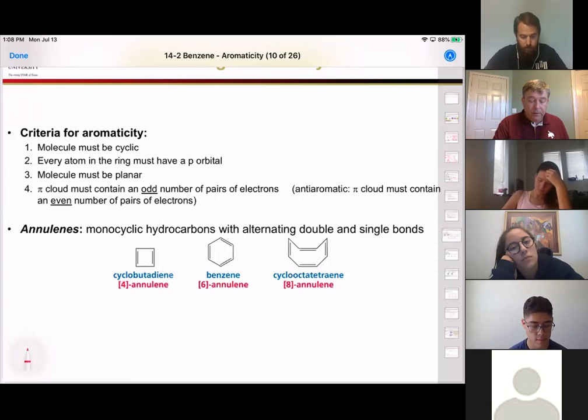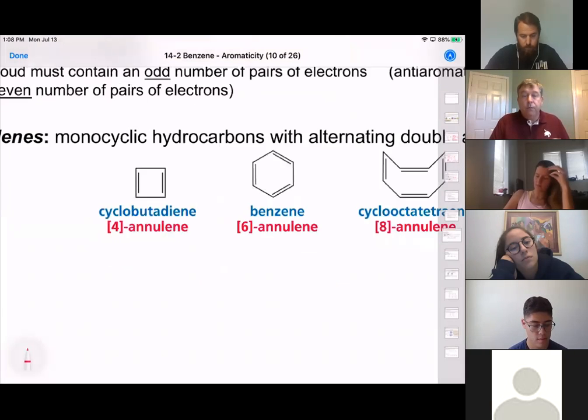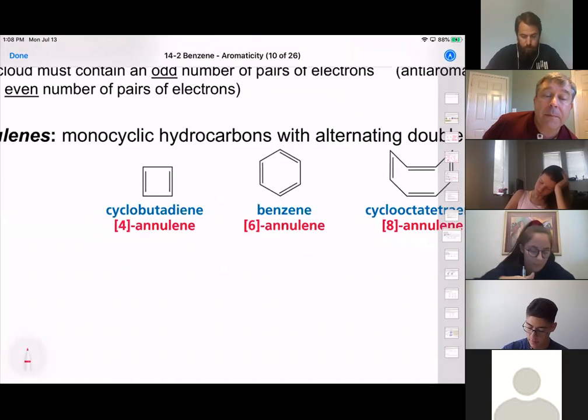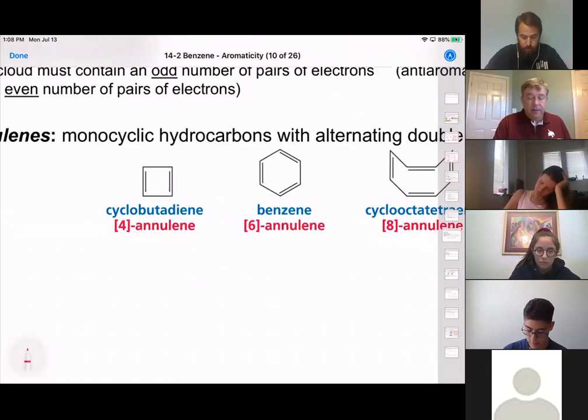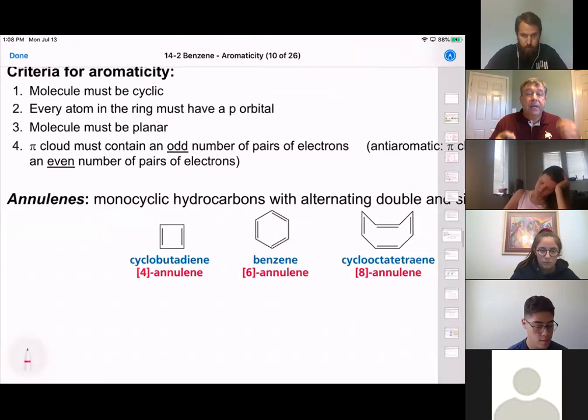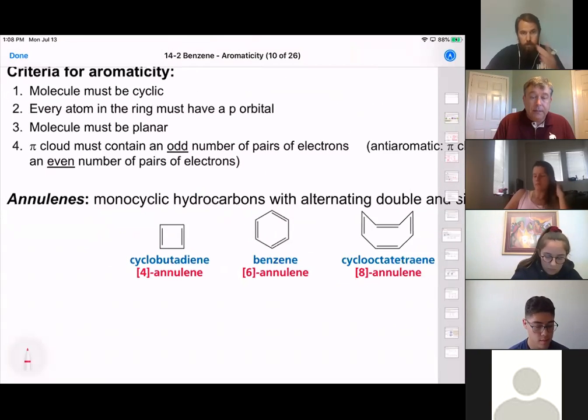Okay, so if we look at the first one here, one of the first rules is cyclic, right? And so, okay, cyclobutadiene, well, it's got cyclo in the name, so it's got to be cyclic, right? So that follows rule number 1, okay? Every atom in the ring must have a p orbital, okay? So if we look at this, every atom has a double bond on it, and that means that every atom in that ring has a p orbital because they have double bonds.